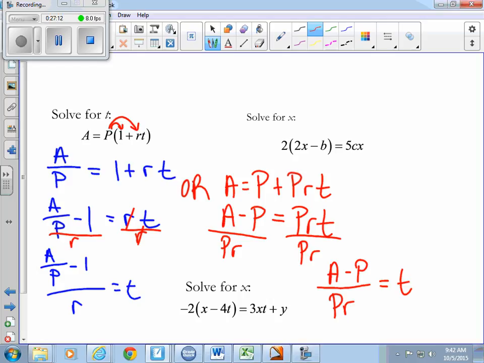Those are two options for getting t by itself. They are both wonderful. I probably prefer the one in red just because it turns out with a prettier answer, but they both work. Okay, let's look at the next one. The next one is solve for x.